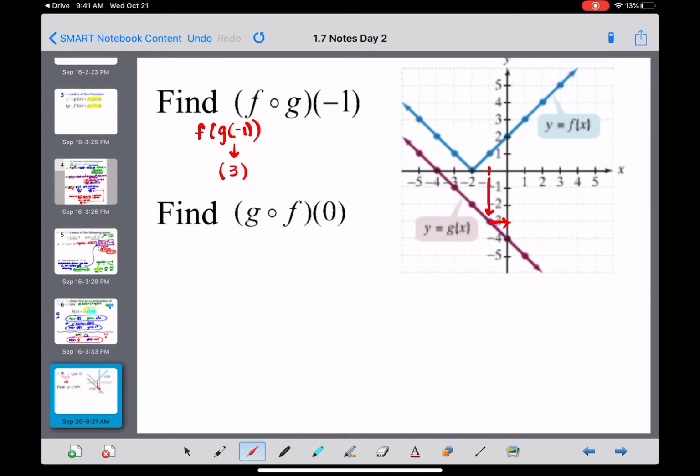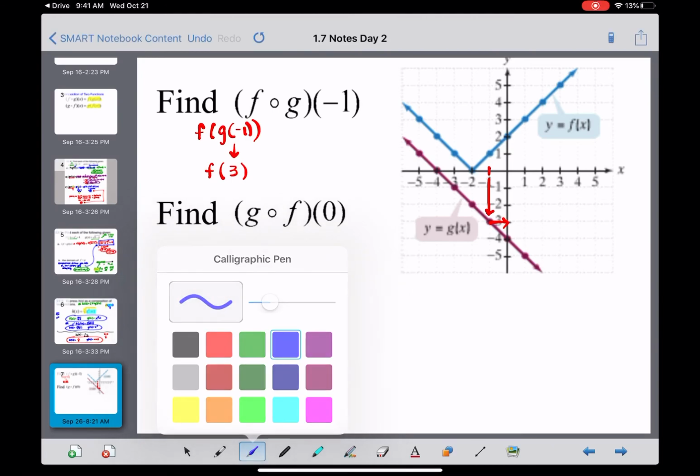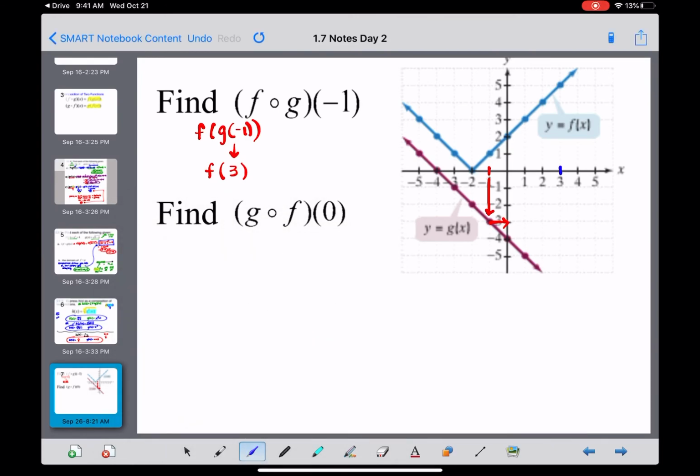So you're replacing g of -1 with 3, and then a composition again is you're taking that answer and you're going to now sub it in for the other function. So you're going to do f of 3. So now you're over here, you're going to go up to your graph, and then you're going to go over. So your answer is 5. F of 3 is 5.